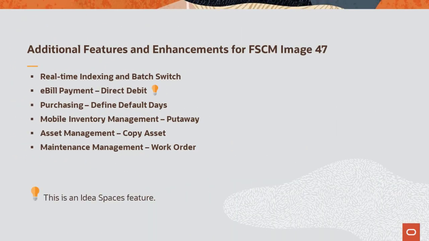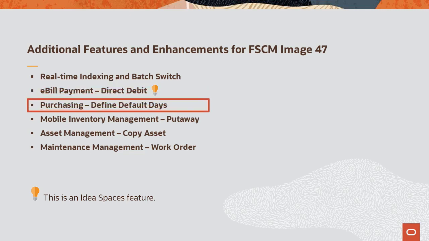This list displays additional features and enhancements added for FSCM Update Image 47. You can now enable real-time indexing in general ledger and receivables. E-procurement adds the RTI batch switch option to turn off indexing during large volume batch jobs. E-bill payment includes direct debit invoices in the total balance on the invoice balances page and allows you to change the payment method of direct debit invoices when making payments.